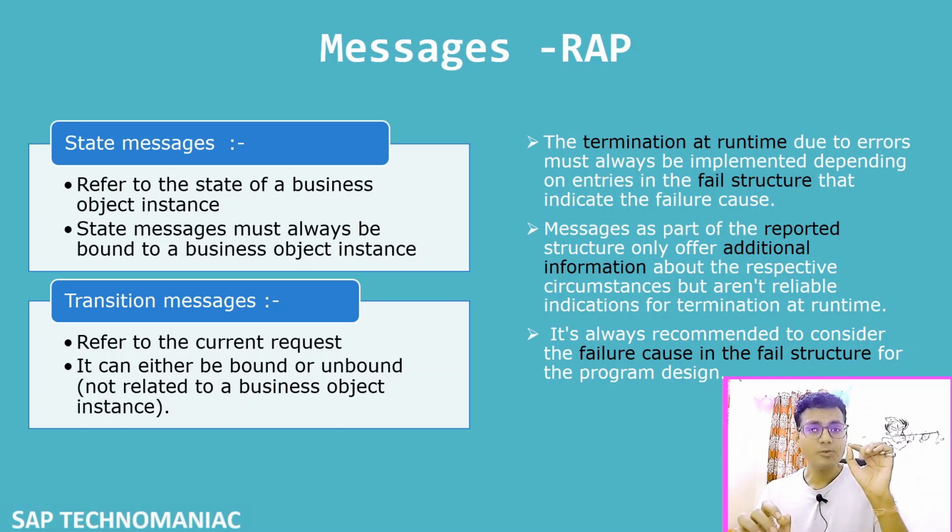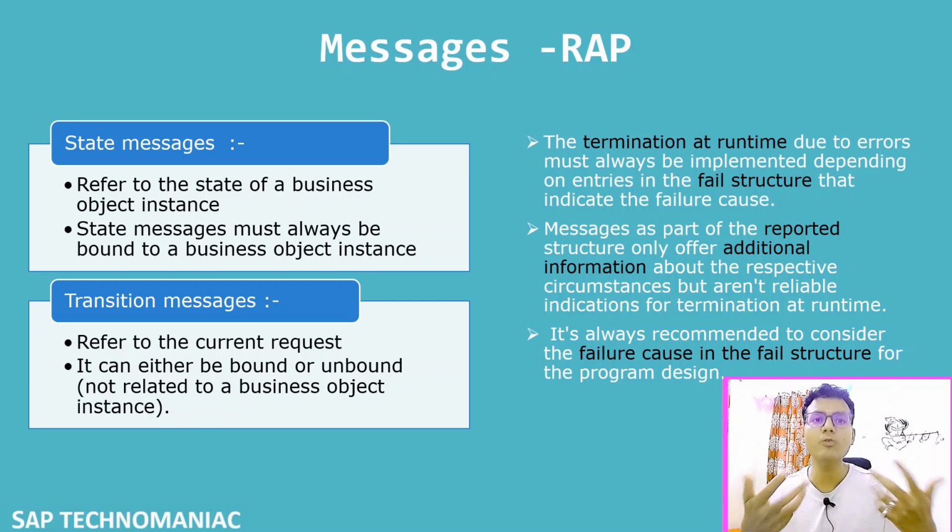Related to messages, there is one more important thing, the most important thing. Whenever we are giving some message during validation or determinations, in our parameter or interface we have two structures. One is the fail structure, another is the reported structure. If you have some error, runtime error, whatever error, you must fill the fail structure along with the reported structure. In the fail structure you have to fill the cause of that particular failure. The reported structure just gives additional detail on why it failed.